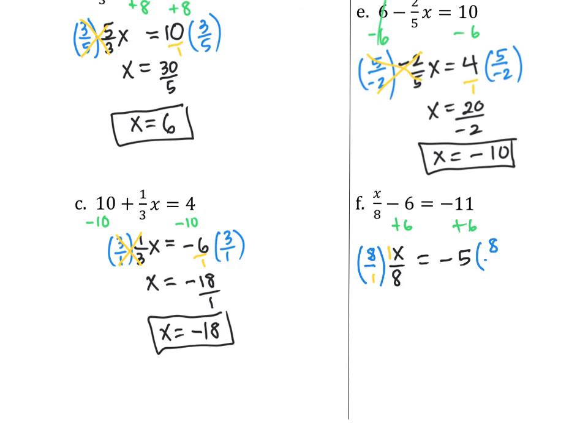Some people like to put the 8 at the top and they just don't put anything at the bottom. It's up to you. Okay, but the 8's are going to cancel. Technically the 1's cancel, but the ones that we didn't write were optional. X equals -5 times 8 is -40. Okay, and if you got -40 divided by 1, that's okay, because -40 divided by 1 is still -40.